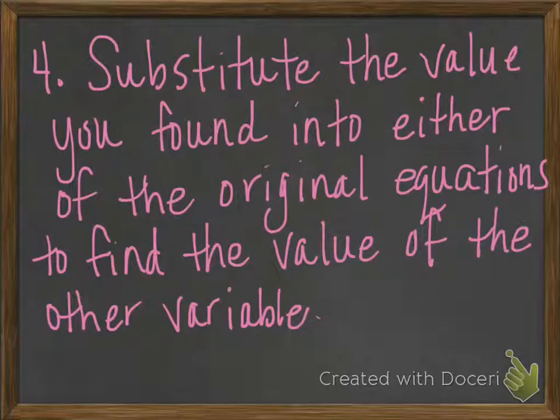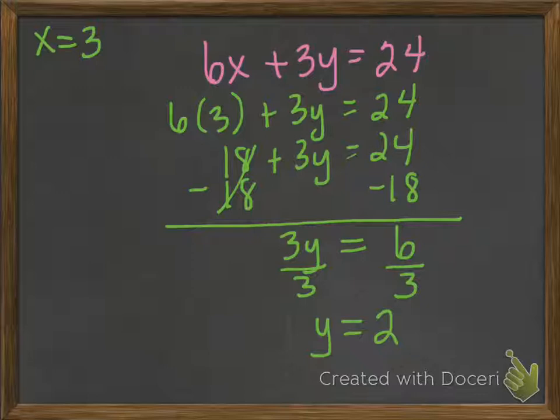So now you're going to substitute the value you found into either of the original equations. The key is to make sure you are substituting into one of the original equations to find the value of the other variable. So we found that x equals 3, so I chose 6x plus 3y equals 24, so I'm going to substitute x equals 3 into that equation for x.